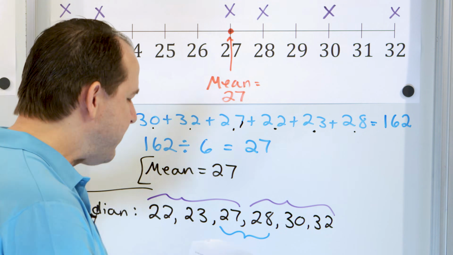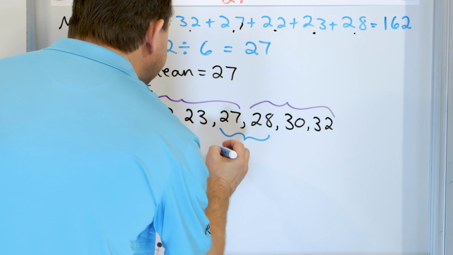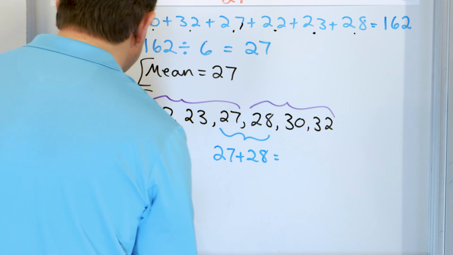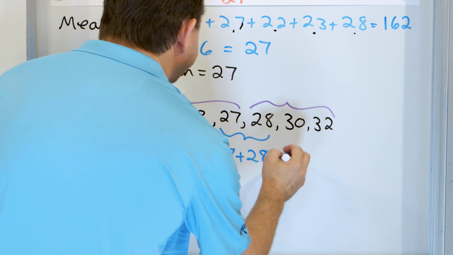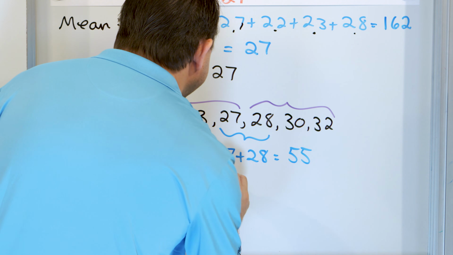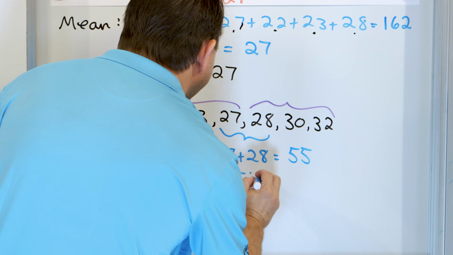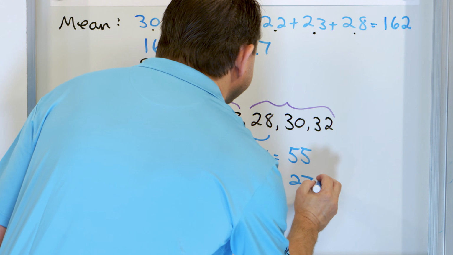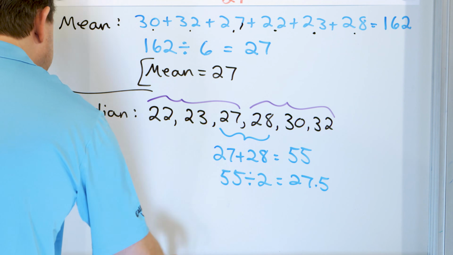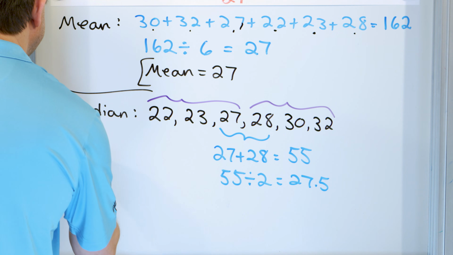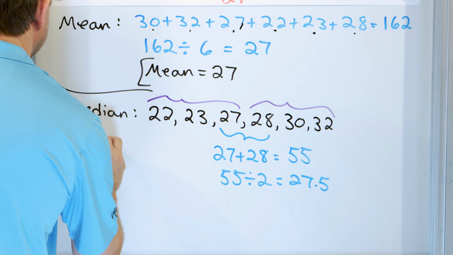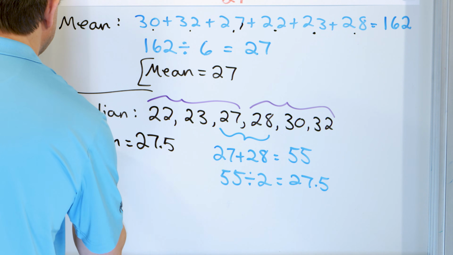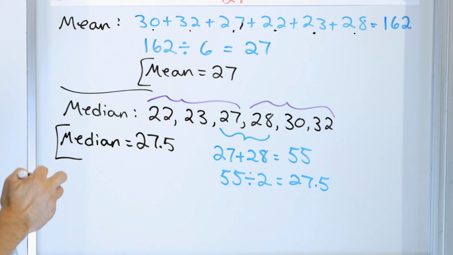Now, you can do it mathematically to prove it to yourself. What you do is you take 27 plus 28, and when you add that up in a calculator, you're going to get 55. And when you take 55 and you divide that by 2, 55 divided by 2, you're going to get 27.5. So what we have figured out is that the median is equal to 27.5. So that's the final answer for the median.